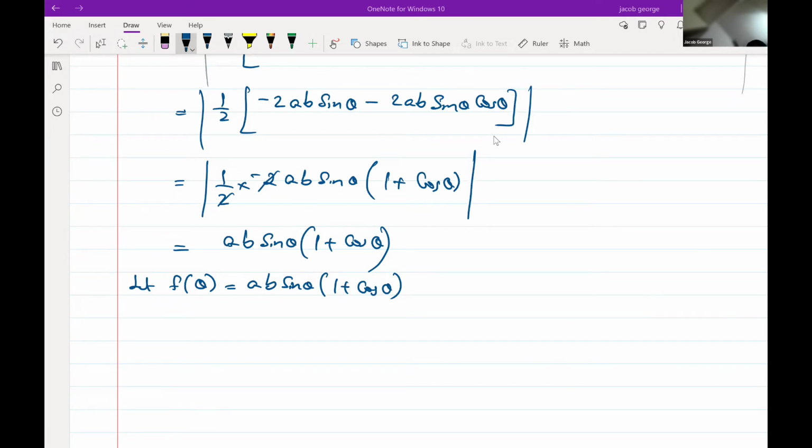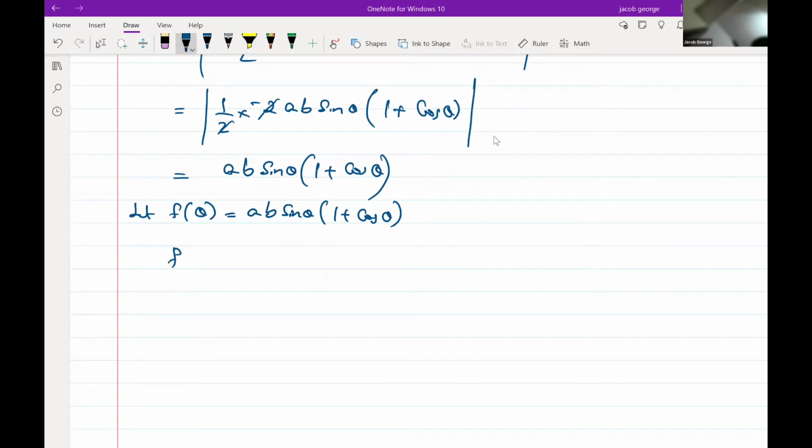Okay, then f dash theta. F dash theta is equal to, here by product rule, AB is a constant. AB sine theta is the first term into derivative of 1 plus cos theta is minus sine theta, plus 1 plus cos theta into AB cos theta.